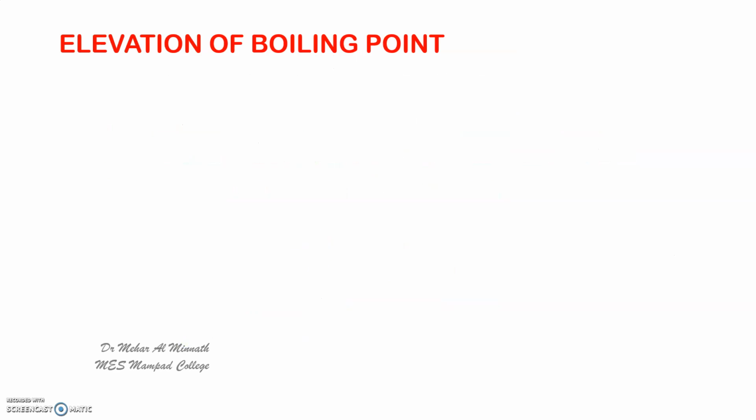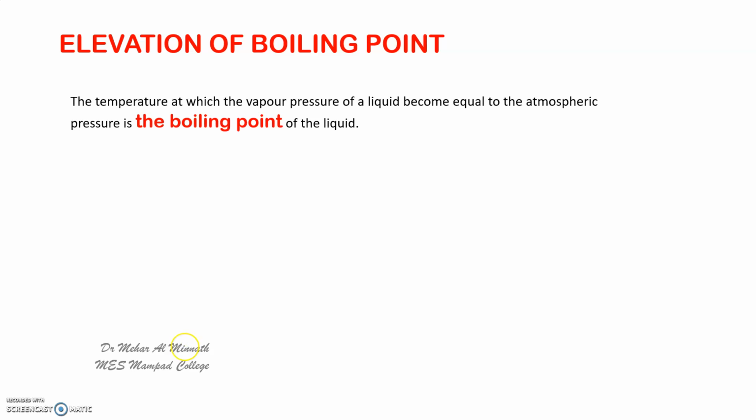Now what is a boiling point? We need to know. Boiling point is that temperature at which the vapor pressure of a liquid becomes equal to the atmospheric pressure. So when the vapor pressure of the liquid becomes equal to that of the atmospheric pressure, then at that temperature the liquid starts boiling, or we call that temperature the boiling point of the liquid.